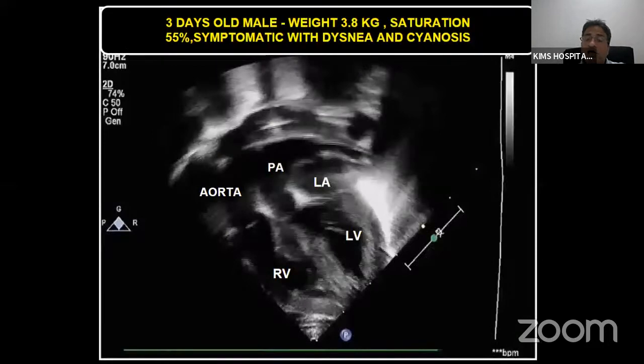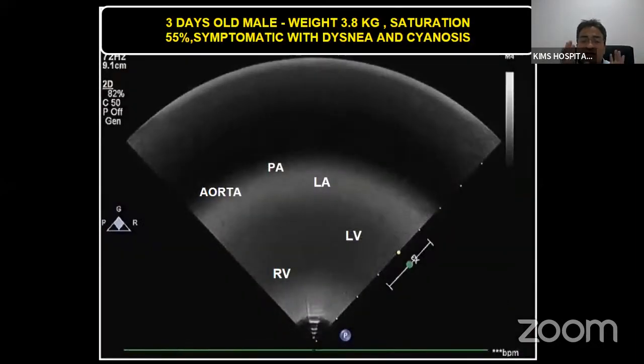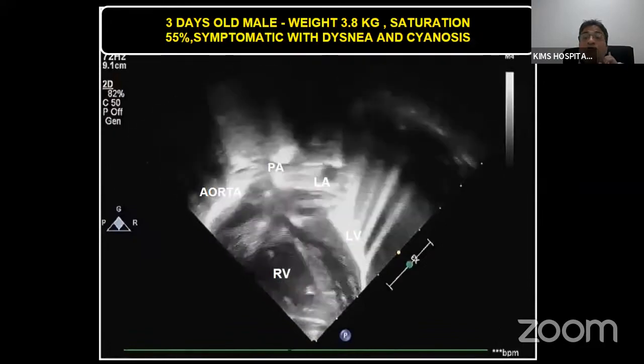On the contrary, if both aorta and PA are seen in the same view, like in this, you can see LA, LV, PA and aorta all seen in the same view. That means it's typical of TGA.